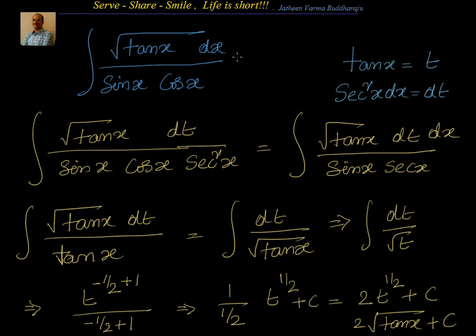So what we have done is we have taken tan x equal to t, then we have substituted. We found that after simplification we get dt by root t. Then we know obviously how to find the integral of t power minus 1 by 2. That goes by the formula integral of x power n equal to x power n plus 1 by n plus 1 plus c. So that is what we have substituted, and we got the answer. Let's do one more.